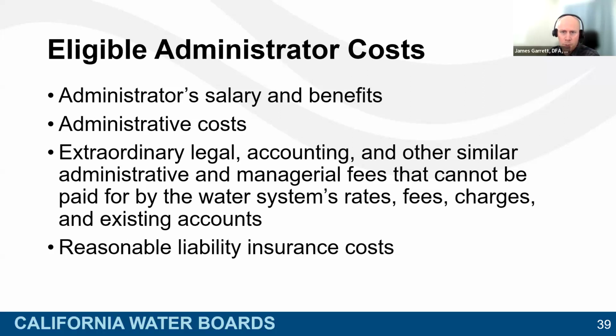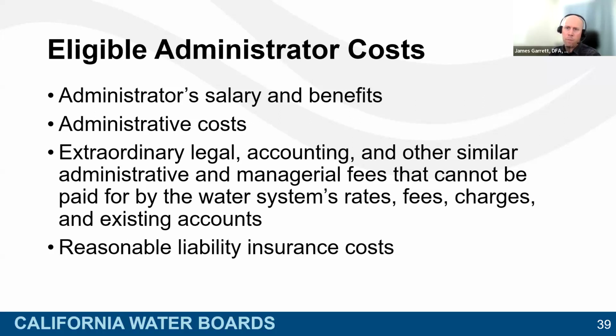Eligible costs also include extraordinary legal, accounting, and other similar administrative and managerial fees that cannot be paid for by the designated water system's rates, fees, charges, and existing accounts. And then we would also allow payment for reasonable liability insurance costs as determined by the State Water Board.